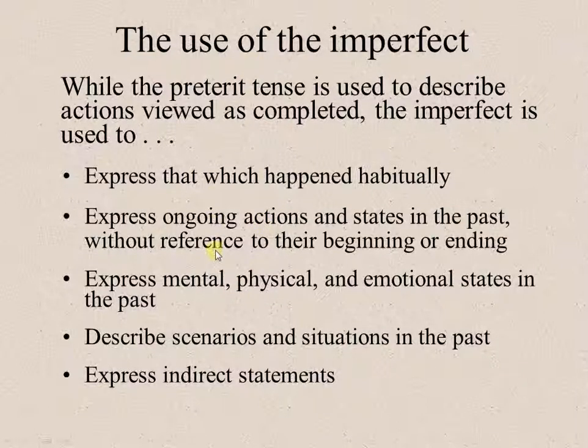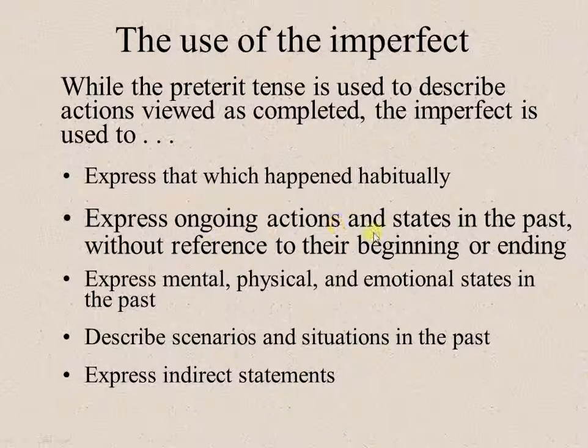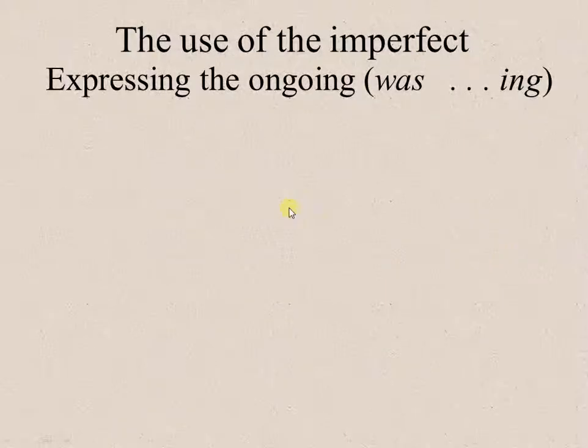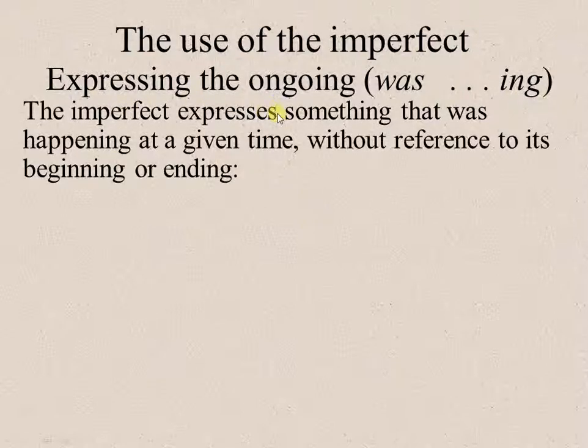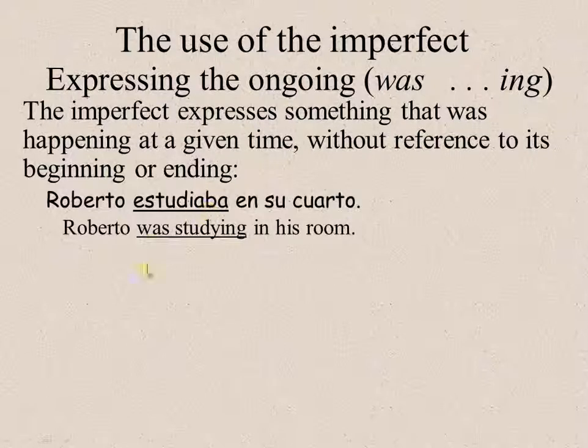Let's go to the second use of the imperfect. Express ongoing actions and states in the past without reference to their beginning or ending. Let's see some examples. In this case, it will be translated something like was plus ing, like the past progressive, okay? So the imperfect expresses something that was happening at a given time without reference to its beginning or ending. For example, Roberto was studying in his room.